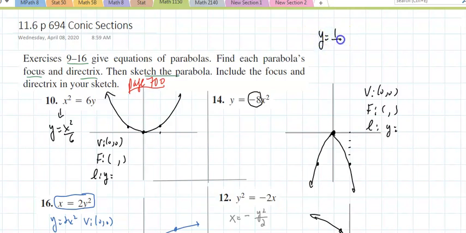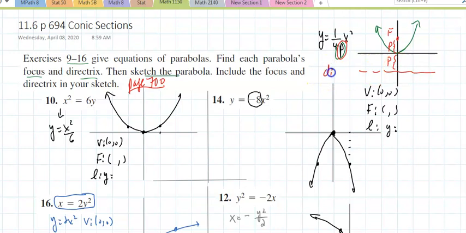y equals 1 over 4p x squared is a parabola opening up or down, depending on whether p is positive. So if this parabola opens up, you take this p, you move that many units from the vertex, that is the focus, and you move that many units in the opposite direction, and that is the directrix. So the directrix is a line. And that's the only definition we have.